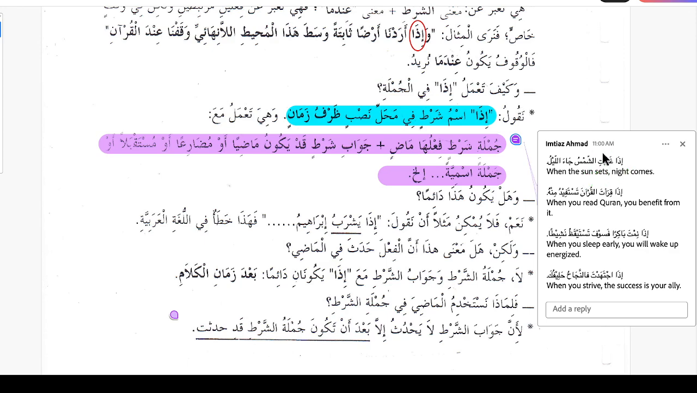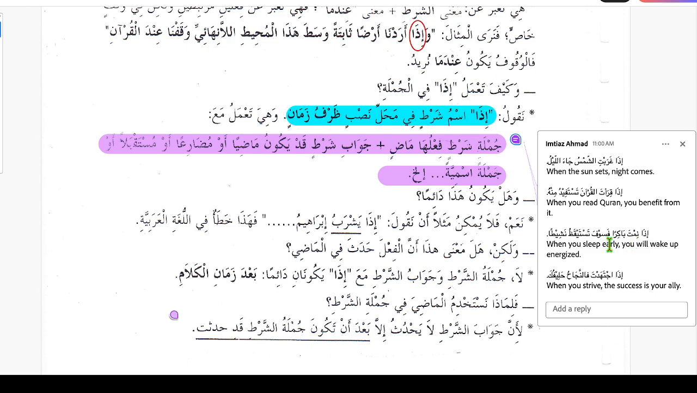So gharabti is the past tense and ja'a is also past tense. In the second one, iza qara'atil qur'ana tastafidu minhu. When you read Quran, when you recite Quran, you get benefit out of it. You benefit from it. So qara is the past tense, but tastafidu, istafada, yastafidu is the present tense. So here we have used fail mudare, and the third one is iza nimta bakiran fasawfa tastaykazu nashitan.